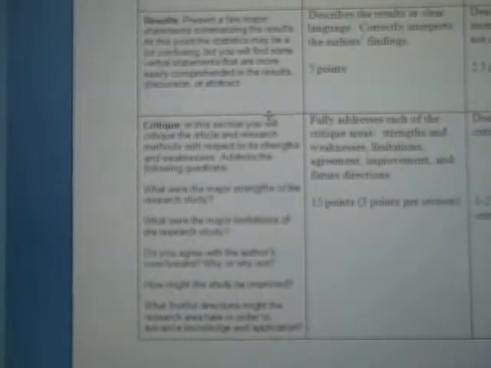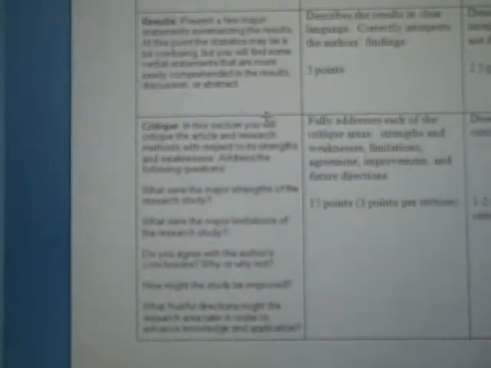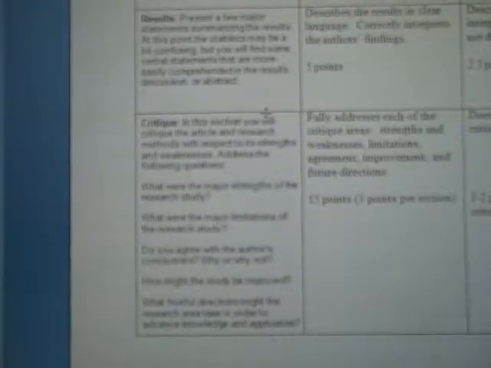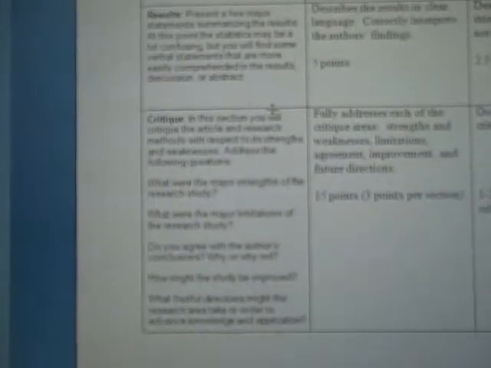Specifically, I want you to talk about the major strengths of the study, the major limitations, and then I want your opinion. Do you think that based on the results, the author's conclusions were justified? If so, explain, and if not, explain. Then, since you're all budding researchers, I want you to talk about how the study might have been improved. What could they have done differently in order to come with more interesting or more useful results?